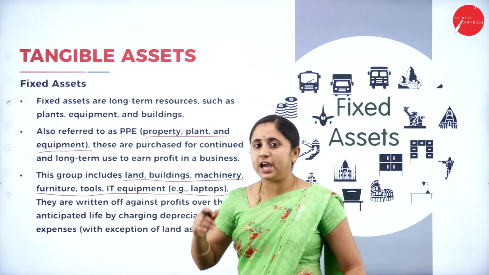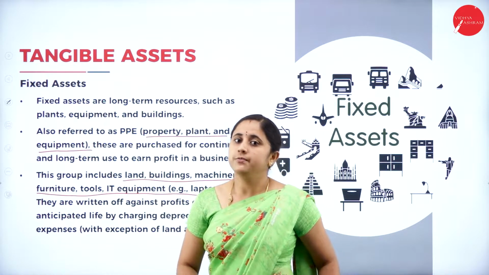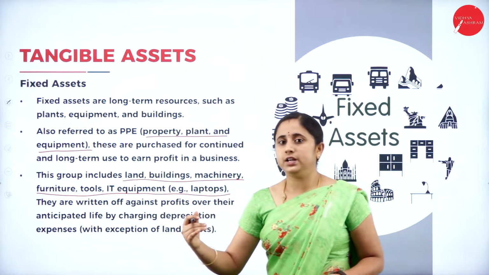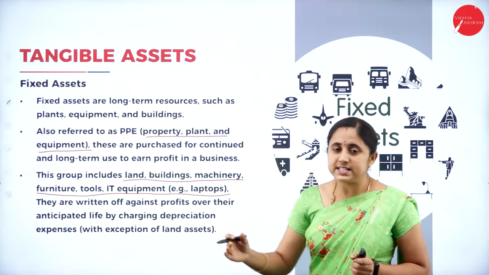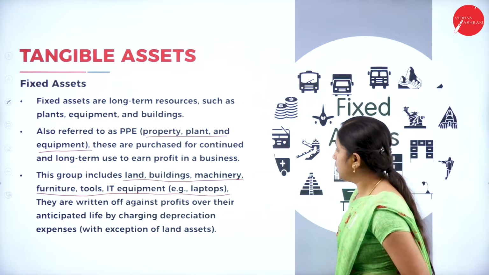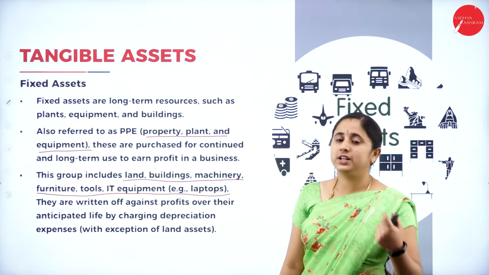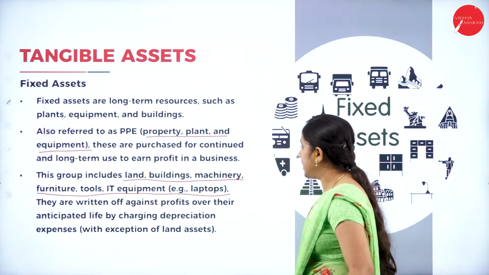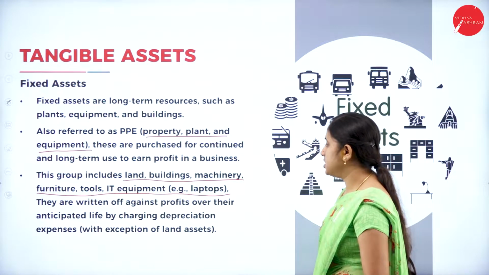Land and building, at the time of purchase, is a bigger expense. You are going to spend more money for fixed assets rather than current assets. But you get the benefit for a longer period. Fixed assets are long-term assets with long-term benefits. So land and building, machinery and furniture, you get the benefit for a longer period. They are written off against the profit over their anticipated life by charging depreciation expenses.